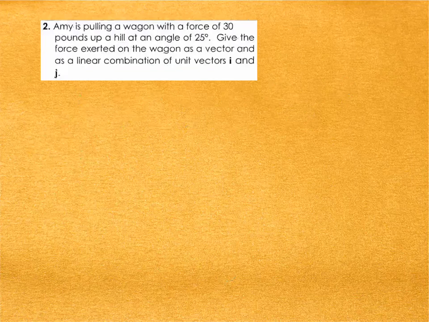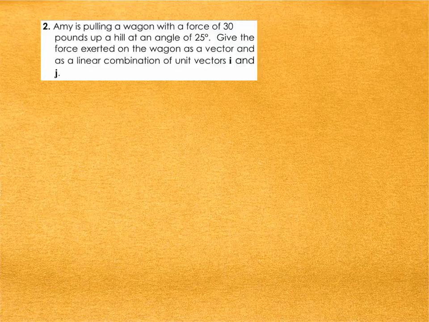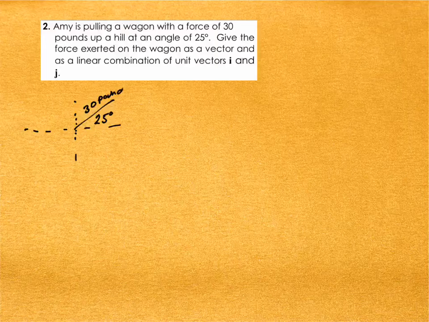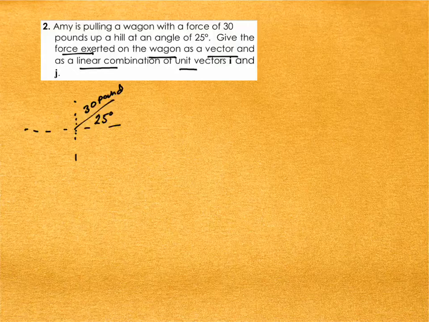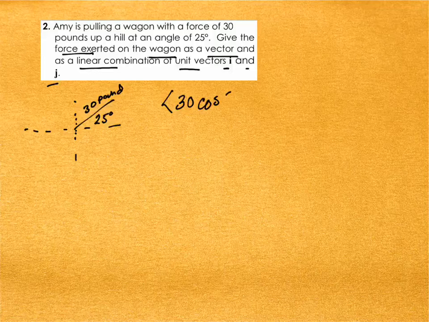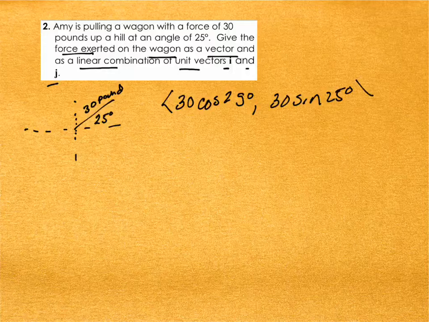So that's number 1. Number 2, Amy's pulling a wagon with a force of 30 pounds up a hill at an angle of 25 degrees. So 25 degrees up the hill, a force of 30 pounds. Give the force exerted on the wagon as a vector and as a linear combination of unit vectors i and j. Okay, so we would have 30 cosine of 25 degrees and 30 sine of 25 degrees.